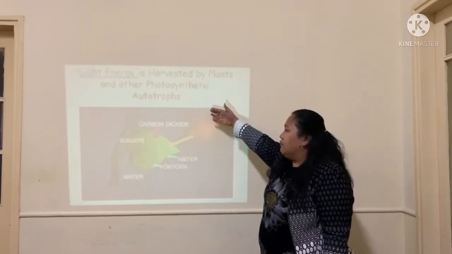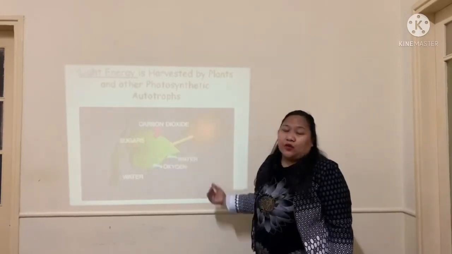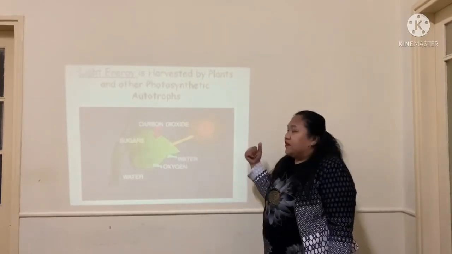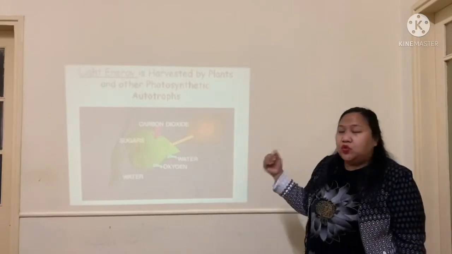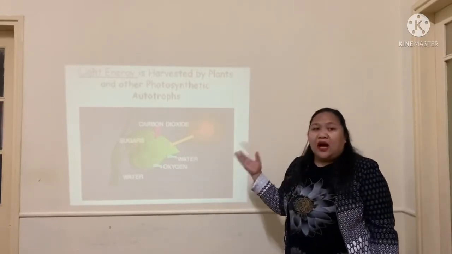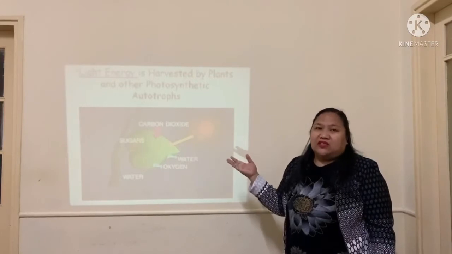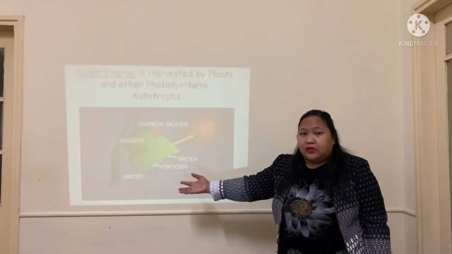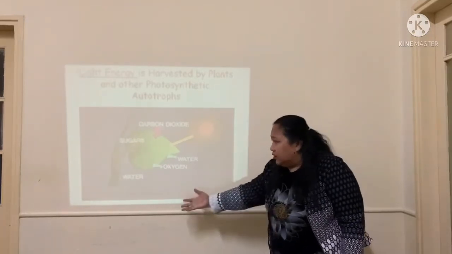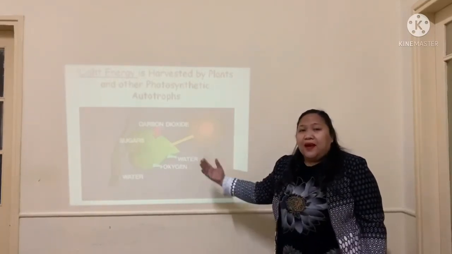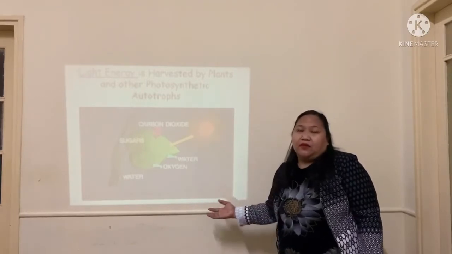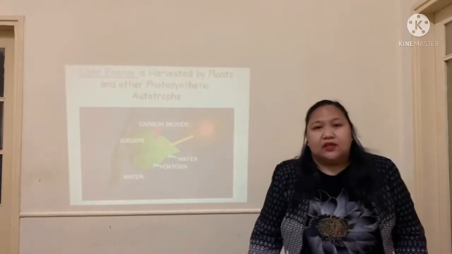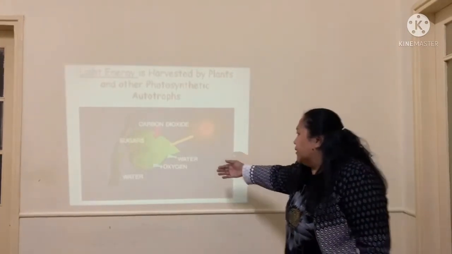We also have the carbon dioxide. That's why the raw materials used in the production of food in the process of photosynthesis, we have CO2 or carbon dioxide. We also have water or H2O plus the light energy coming from the sun. The end product of this is glucose plus oxygen.